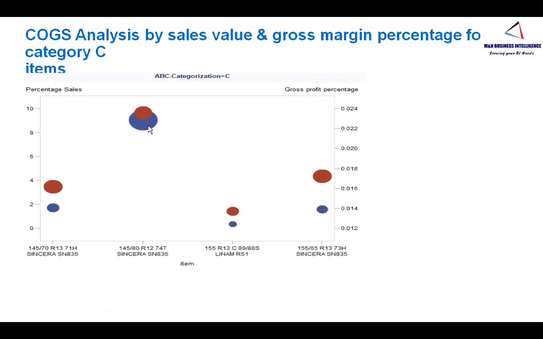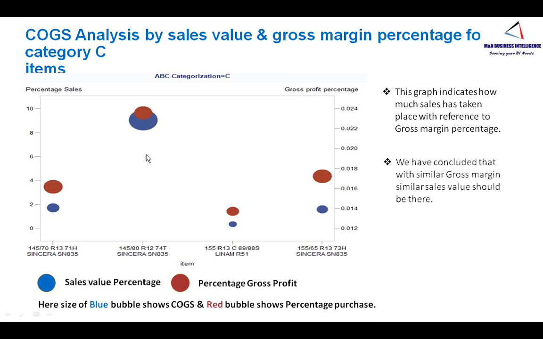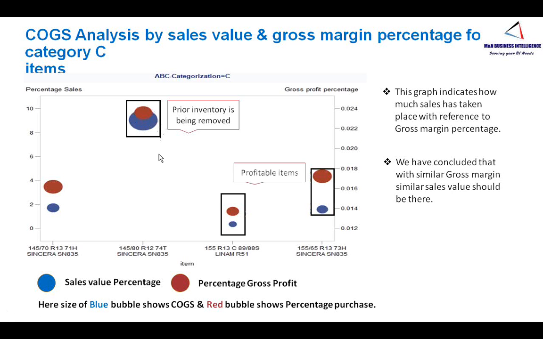Now if you look at this category C wise item, now here you see that in this particular case, what's happening is the prior inventory has been removed because the blue bubble size is way over the red bubble size. That means the cost of goods sold is way over the percentage purchase. That means the prior inventory has been removed here. And where the red bubble is over the blue bubble, those are the profitable items.